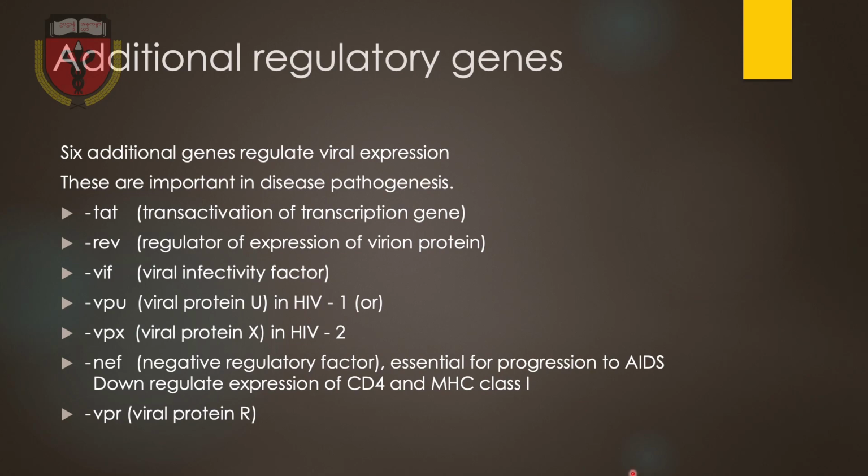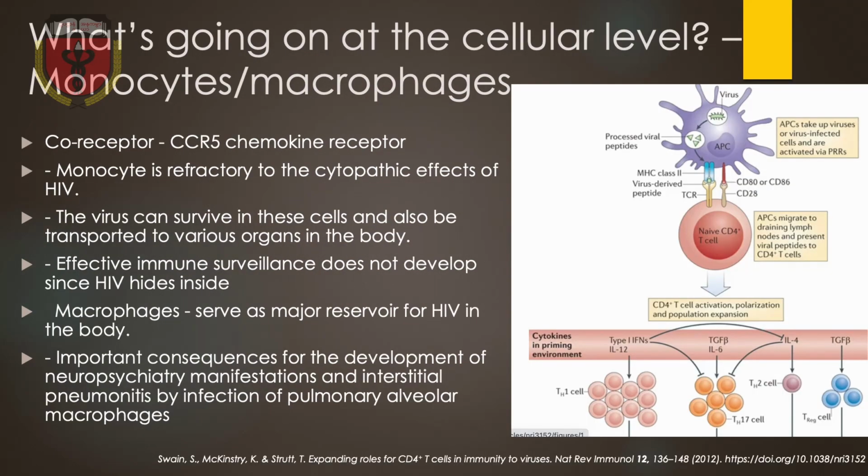And what about any additional regulatory genes that HIV has? It has six additional genes that regulate viral expression. These are important in disease pathogenesis. One being TAT, transactivation or transcription gene, REV, regulator of expression of virion protein, VIF, viral infectivity factor, VPU, VPX, NEF, VPR. You can keep reading it on your own. So these are additional regulatory genes.